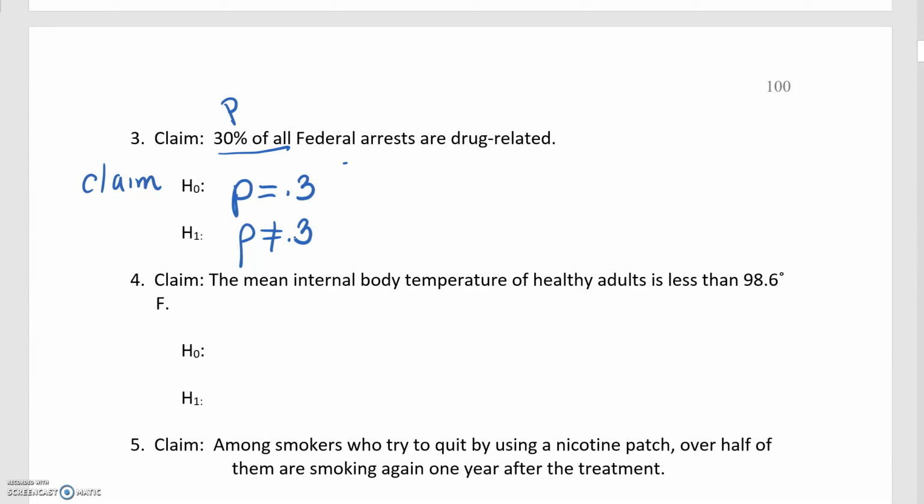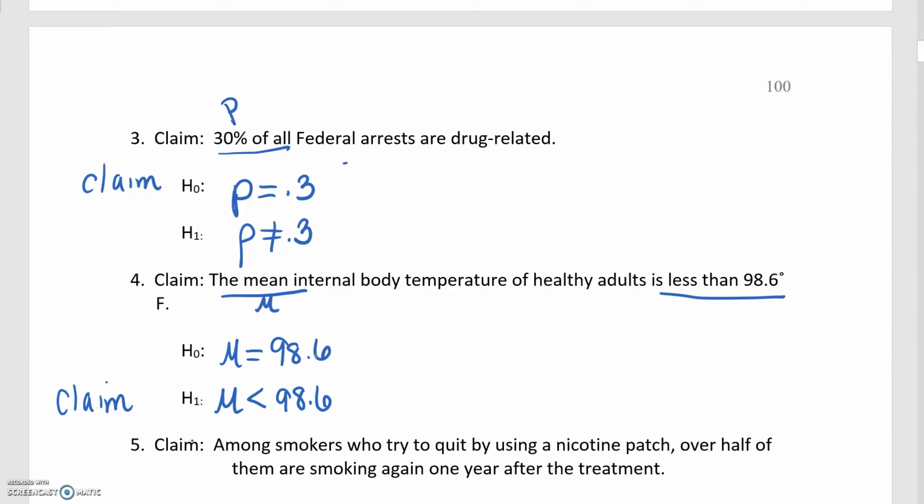Okay. Our next claim says the mean internal body temperature of healthy adults is less than 98.6. Now we're talking about a mean, so we're going to use mu. And the claim is that it's less than 98.6. So our alternate hypothesis is going to be mu is less than 98.6. That's our claim. And our null hypothesis, mu is equal to 98.6. That one will always be equal and the same number.